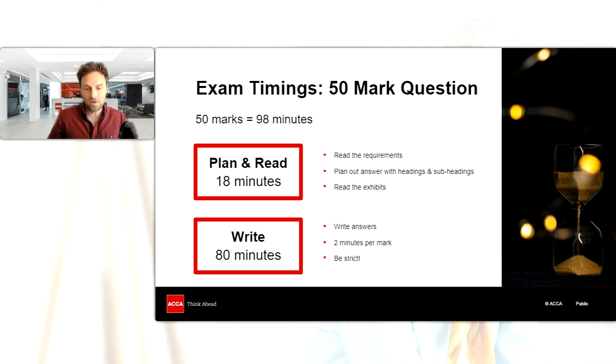And if you have to make up a number, that's fine. If you need to make up a whole NPV so that then you can talk about it in part B, okay, that's fine as well. So just be really strict with your timings.